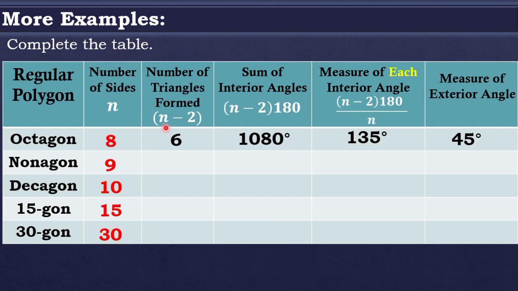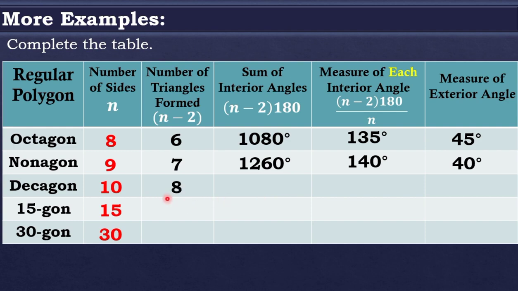So, let's find the number of triangles for nonagon. So, we have 9 minus 2, that is 7. Ita-times natin to sa 180 para makuha natin yung sum of interior angles, and that is 1,260 degrees. Pwede nyo po akong sabayan sa pag-solve. Pwede nyo akong unahan sa pag-solve and then i-check nyo kung tama yung makukuha nyo. And then, para makuha natin yung measure ng bawat angles ng nonagon, i-divide natin ito sa 9. We will get 140 degrees. So, bawat angles po ng regular nonagon is 140 degrees. Para makuha natin ang exterior angle of a regular nonagon, then, ima-minus lang po natin ito sa 180 and that is 40 degrees.